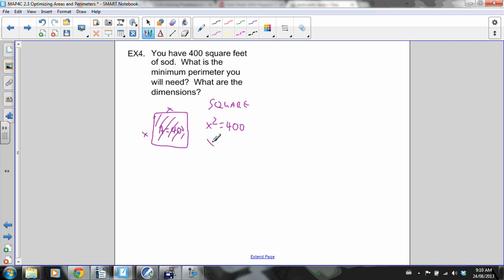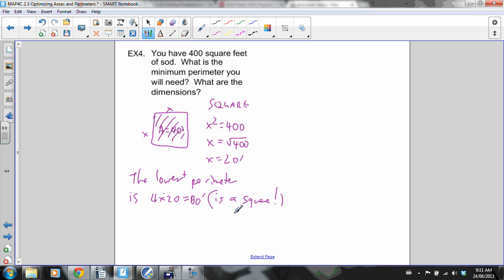What's the step? Square root. 20 feet. And that's going to give me the lowest perimeter. And I know that it's a square. And 20 and 20 and 20 and 20, 80 feet is the perimeter. Done. There's some from the homework for you to try now.